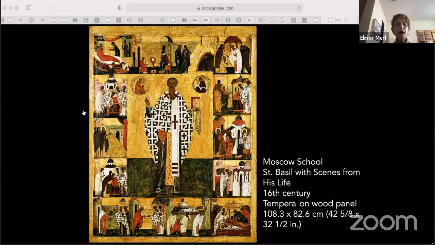Now, the large size of this icon suggests that it once hung on a church wall. The icon is known as a vita icon, defined by the framing of a saint with depictions of events from his or her life. That St. Basil was selected to be the subject of a vita icon indicates the esteem in which the saint was held posthumously.